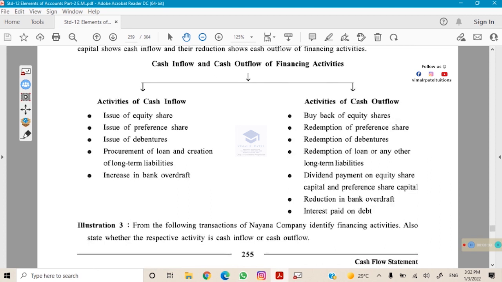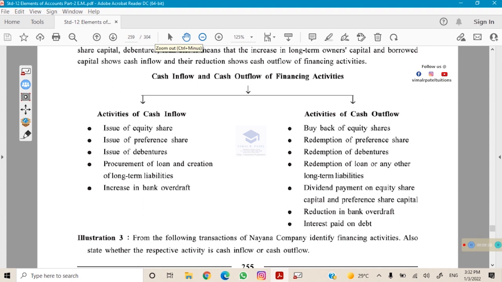Then financing activity. Activity related to raising of finance and refund of money. So issue of equity, issue of preference share, issue of debenture, procurement of loan, creation of long-term liability, increase in bank overdraft. This is cash inflow from financing activity. And buyback of equity share, redemption of preference share, redemption of debenture, redemption of any other non-current liability, dividend paid on preference share capital and equity share capital, interest paid on debt, interest paid on debenture, interest paid on loan, reduction or repayment of bank overdraft. All these are cash outflow from financing activity.